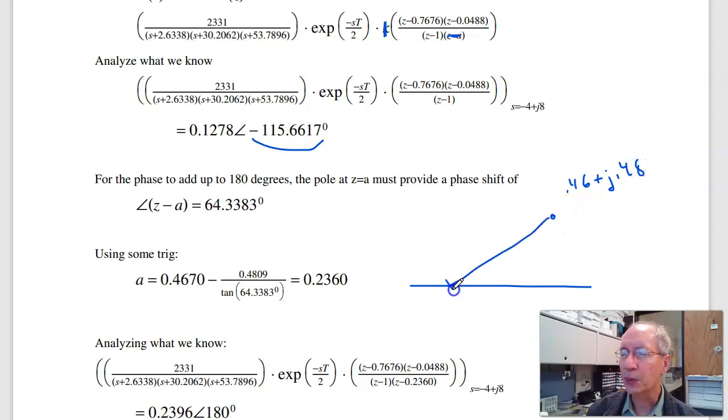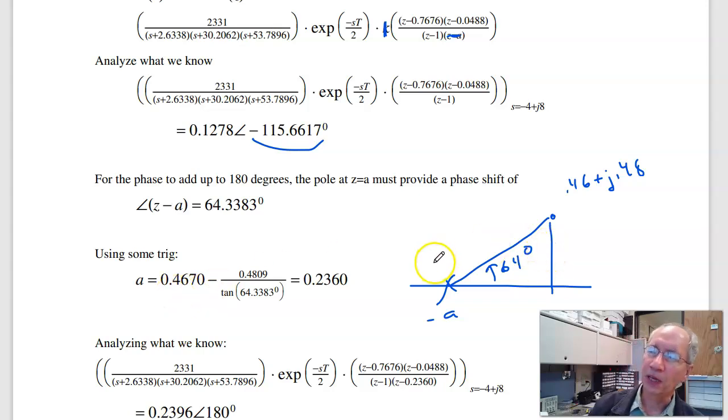Here's where I added the pole, that's A. This angle is 64 degrees. So doing some trig, that point is the real part of the pole, 0.46, pulled left, minus the complex part over the tangent of the angle gives you 0.23.